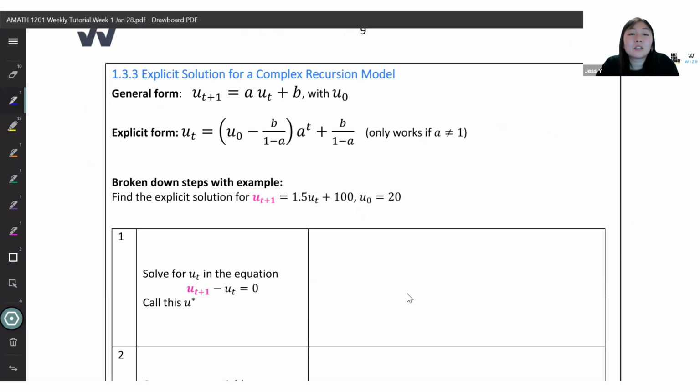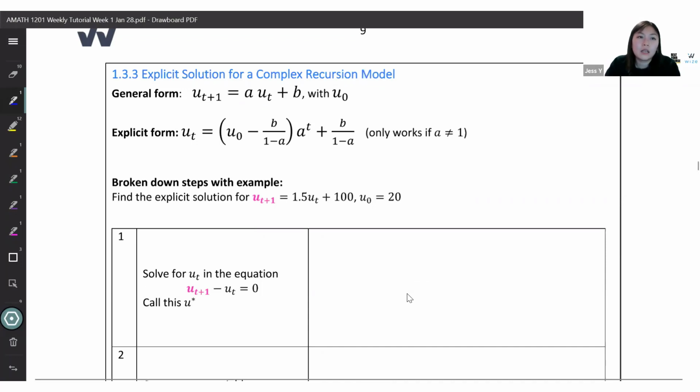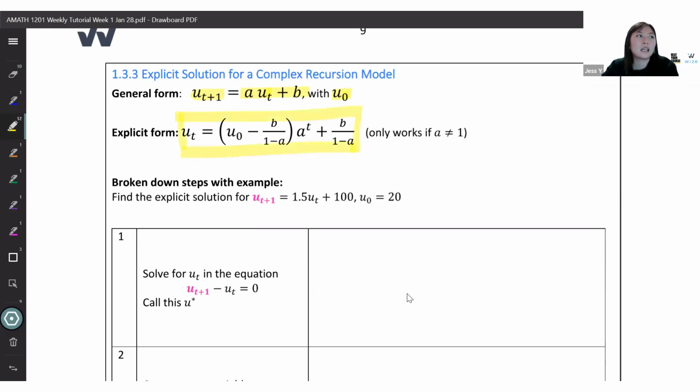So now we have the explicit solution for a complex recursion model. This is where this course this year really changed quite a bit. In the past, they didn't focus on this at all. They literally just told you the general form for the complex recursion model: u sub t plus 1 is a times u sub t plus b, and they give you the initial amount. They said, hey, the explicit form is this, and you just plug your numbers in. They didn't even bother with the proof. They gave the proof as optional.